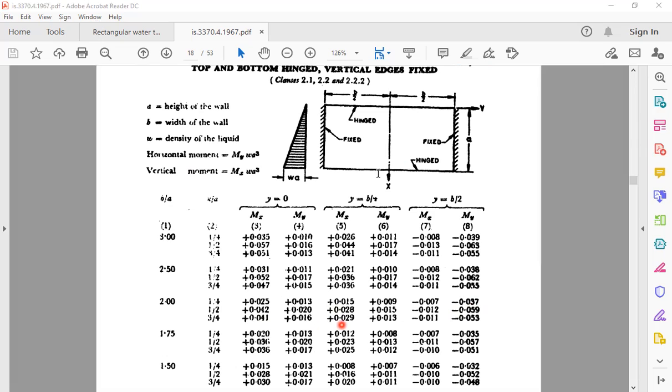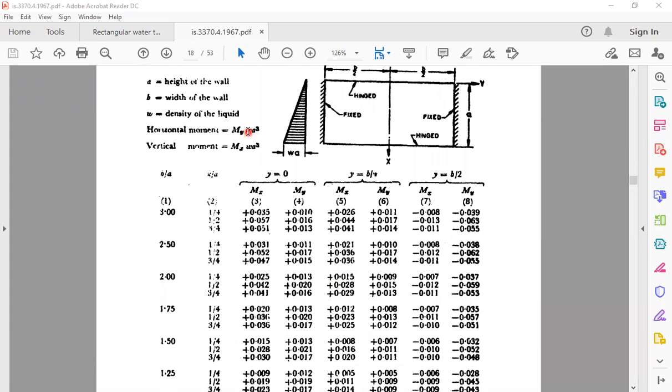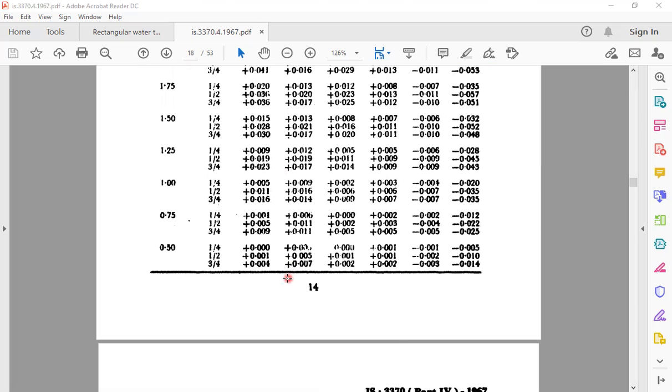And if we want it at the edges, at this place, because it is hinged, we can obtain that. That value here is 0.029. If you want to get the positive moment Mx at this particular place, it is again 0.041, and a negative value is also available at the 3 by 4 value, it is 0.053. So thus we will obtain the coefficients, and that coefficient will be put here, and we know the density and height, so we can get the horizontal and vertical moments. To know more about this, we will solve a design problem later.